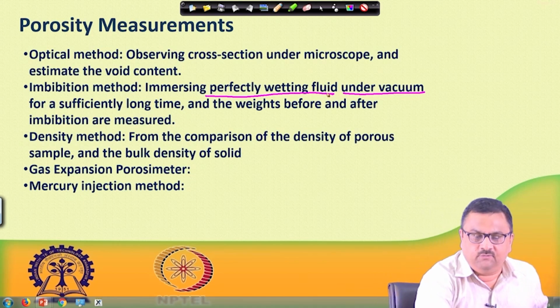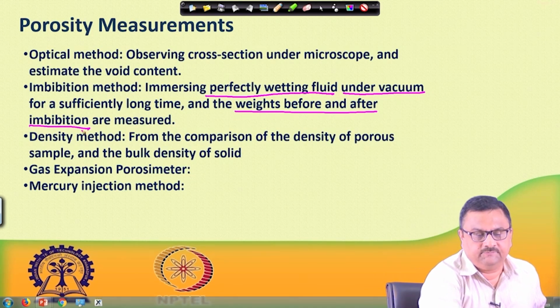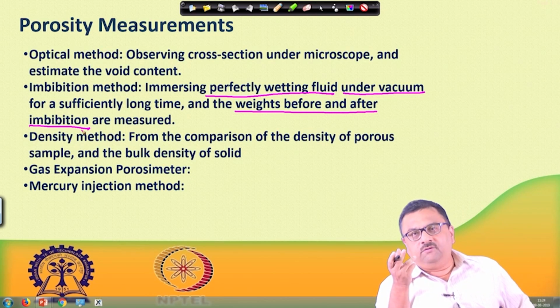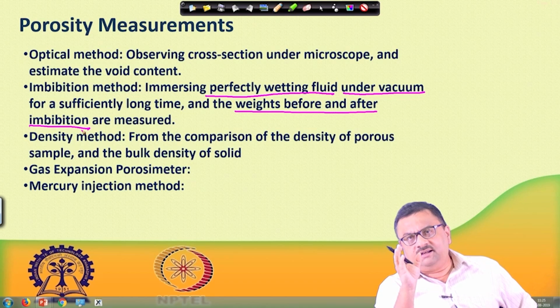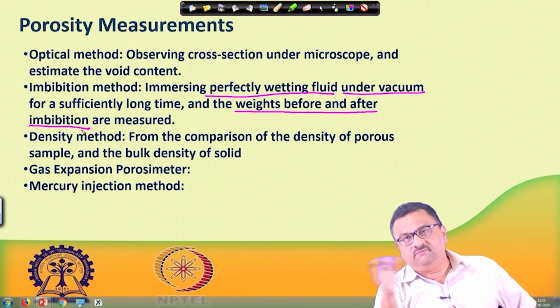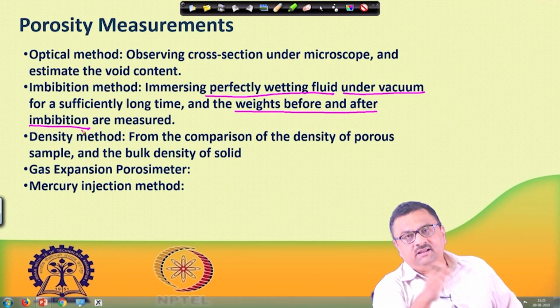Now you note the weight before and after imbibition. That means, before putting water in this, it has a certain weight, and after water fills all the pores, you measure the weight. The difference between these two weights gives the amount of water that has gone into this porous medium. You know the initial weight, that is the weight of the solid matrix. From this difference you know how much weight of water has gone into this porous matrix, and the final weight is the sum of these two weights. So how much water has gone into this porous matrix, divided by the final weight, which is water plus the original solid weight, that gives you the porosity.